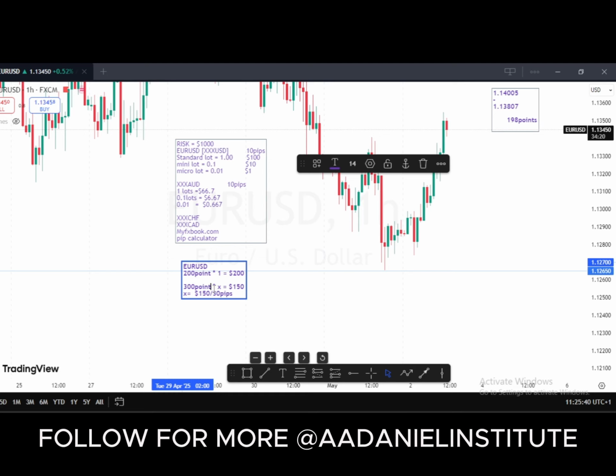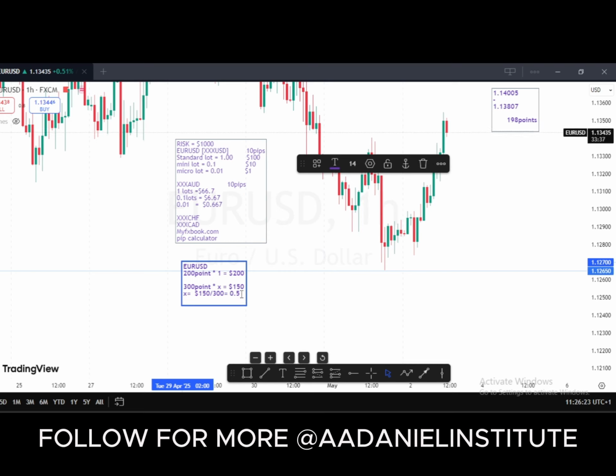So here also we have 30 pips, but remember, in points, that is 300 points times X. This X means you don't know your lot size, but you know how much you want to risk. Let's say you want to risk $150. Your stop loss is 30 pips, which is 300 points. So to get your X, that is your lot size, you just divide 150 by 300. What will it give you? 0.5.